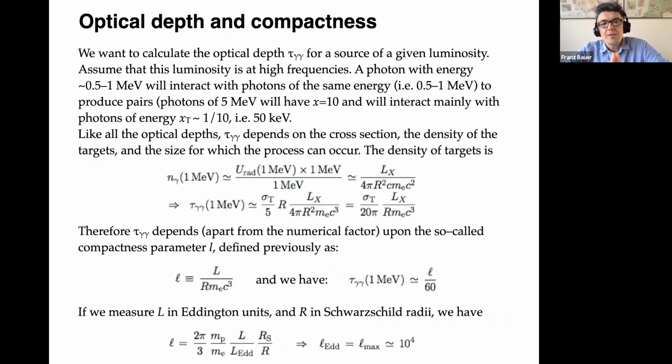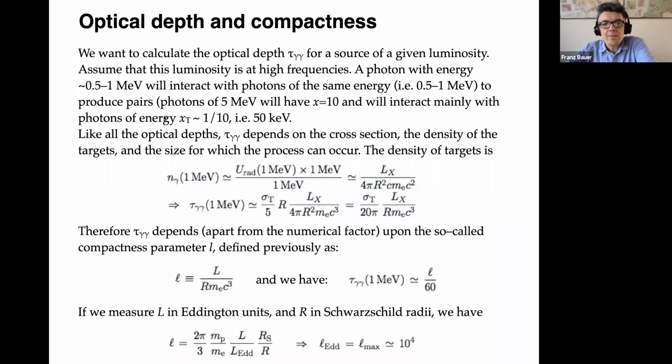So we can think about the optical depth of this process of a photon and a photon meeting somewhere and having the right energies to produce a pair for a given luminosity of source. And so we can assume that the luminosity of these photons is at high energies. We need obviously a photon that has at least an energy of this, and photons of this energy are going to typically interact with photons of the same energy, right? Because they're close to the rest energy of the electron. Whereas, say, a photon of 5 MeV has X equals 10, and so it's going to typically seek out a target photon 1 over 10 or 50 keV, and vice versa.